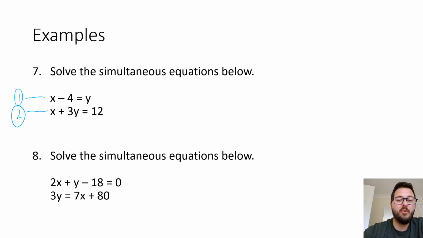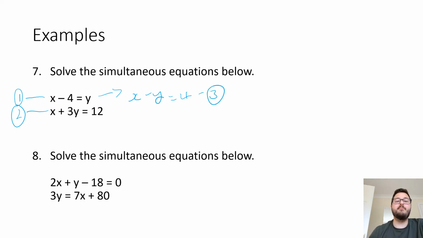So I want the y on the left and I want the minus 4 on the right. So this is going to become x. Well, I take away the y from the right, so it's going to be x minus y. And because it's minus 4, we add 4 to the right. So x minus y is 4, and that'll be our number 3. So that's more like what we're used to. Okay, so now we've got x and x, so we can just do 3 take away 2.